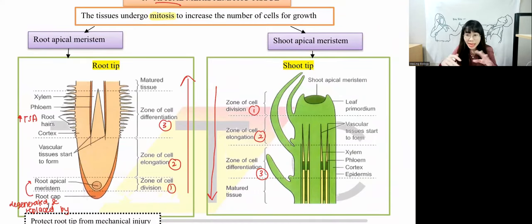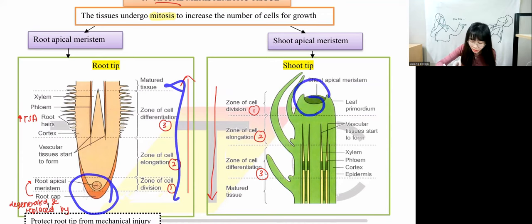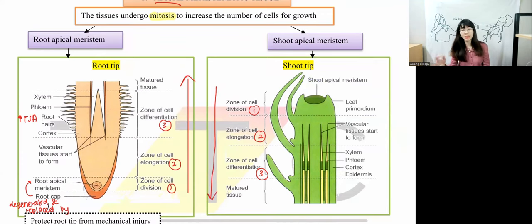Remember the sequence, yeah? The easiest way to recognize this is actually by looking at the tip. This is the pointy area, you have to look upwards. This one is the pointy area, you look downwards. So it's easier. Pointy area, look upwards. Pointy area, look downwards. Okay, so this is root tip and shoot tip.